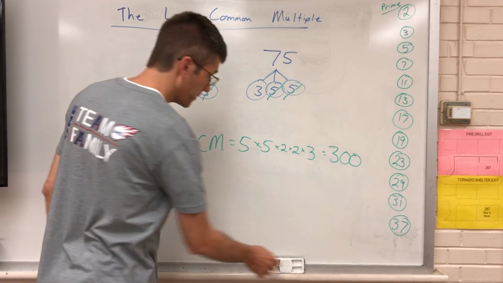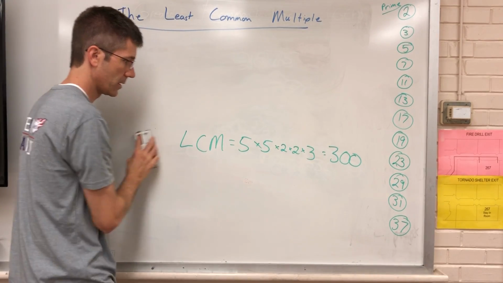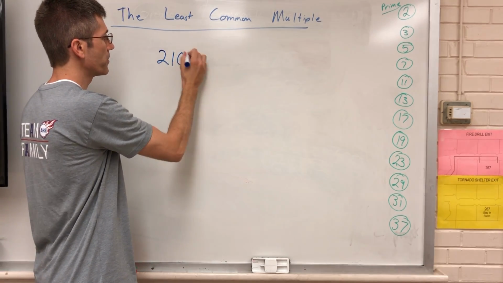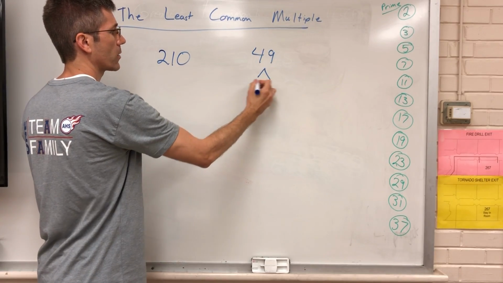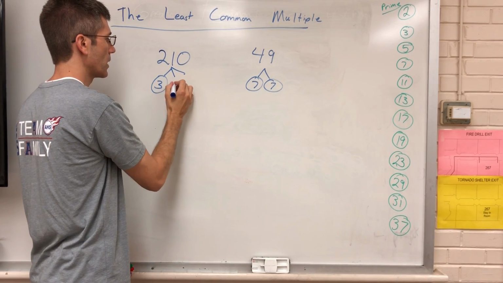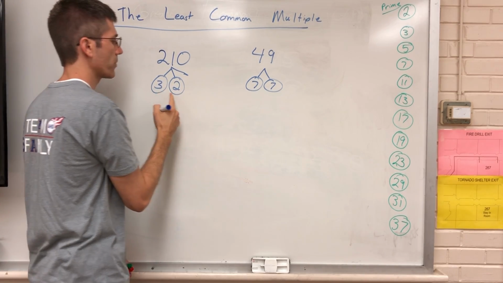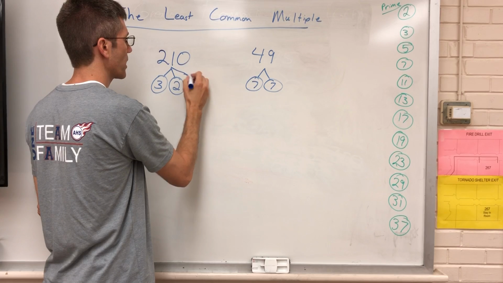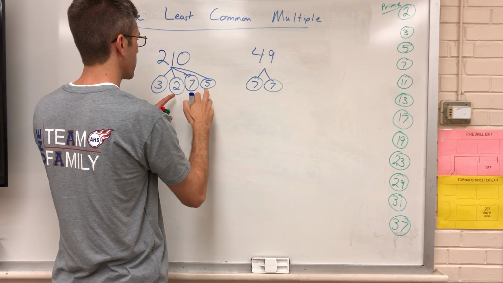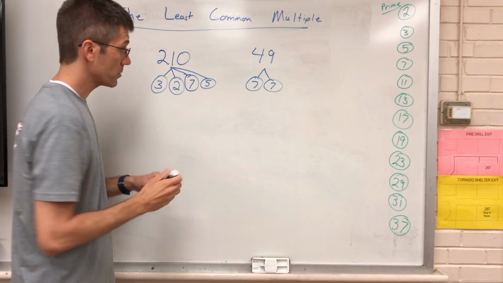All right, a couple more. And then we'll call it a lesson and we'll be like, hey, we're done. 210, 49. All right, 49, we know what that is. That's 7 times 7. 210 is 3 times 2. Is it? Yeah, 3 times 2 times 7. I think times 5, am I right? So, yeah, that's 21 times 10. That'd be 210. Awesome. Okay, so now we'll do the same process.